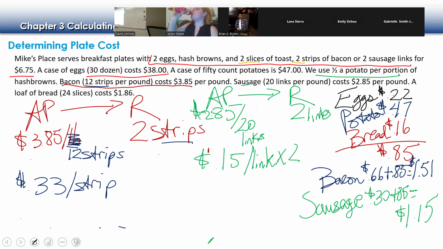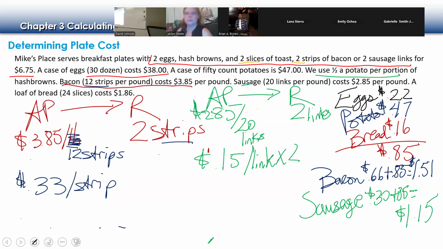We see where we're at? So if I'm pricing this, which recipe would I base my selling price on? On the bacon. Why bacon? Because it tastes good, and it costs more. So if I'm selling it for $6.75, every time I sell a sausage plate, I'm making 36 more cents in profit. That's the difference between sausage and bacon.